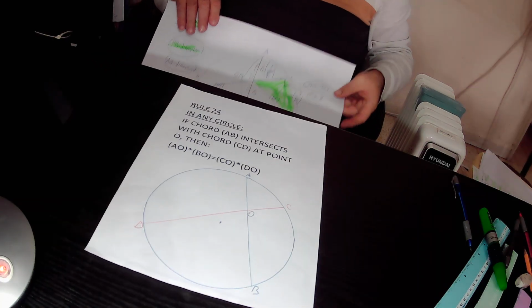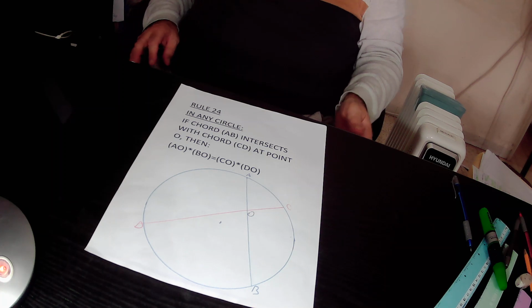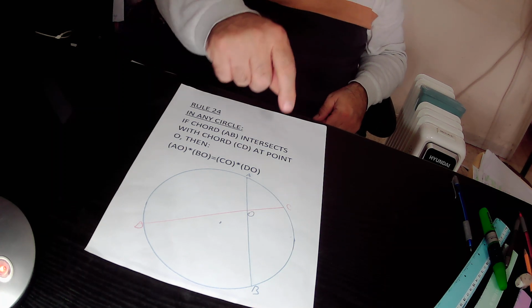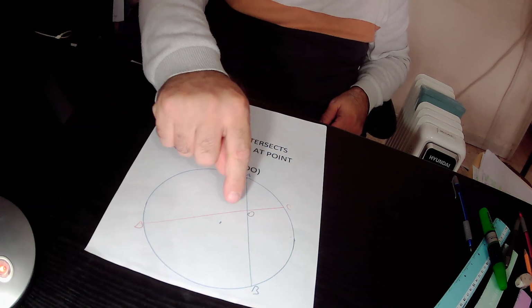Rule 24: in any circle, if chord AB intersects with chord CD at point O, then the following equation holds: AO times OB equals CO times OD. Again, AO times OB equals CO times OD.